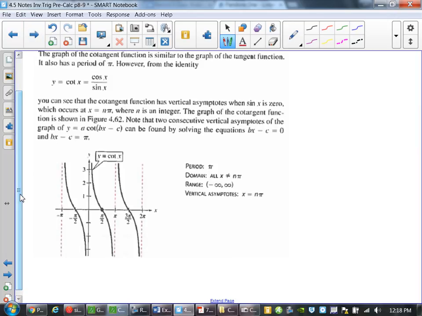All right. Cotangent's fairly simple to work with. Remember, cotangent is the inverse of tangent.